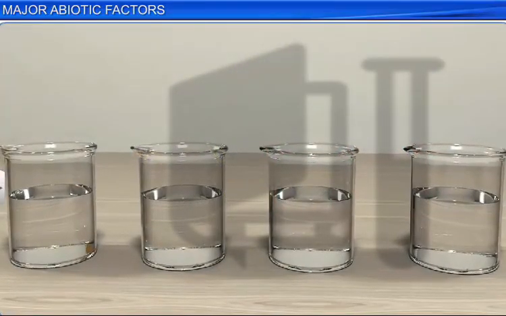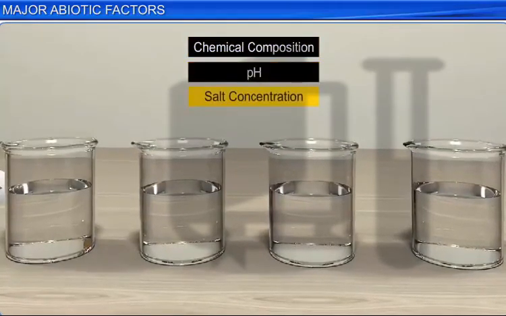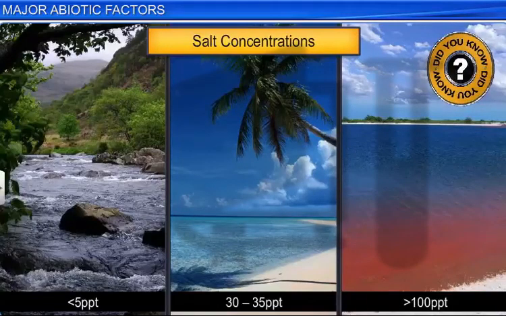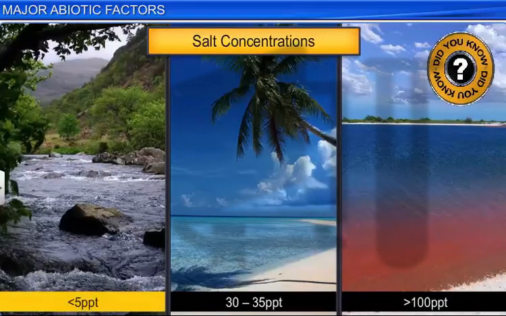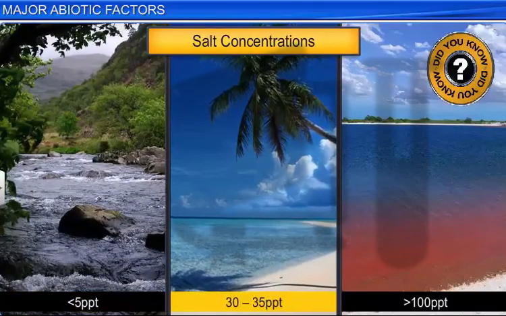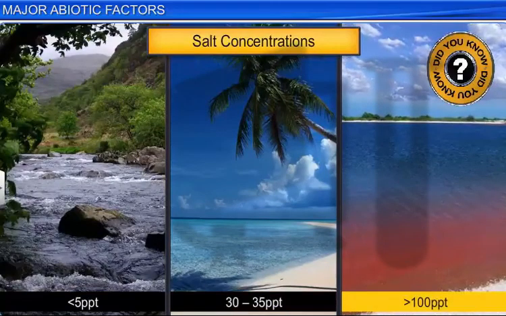Quality of water means the chemical composition, pH, as well as the salt concentration of water. The concentration of salt is measured as salinity in parts per thousand, or ppt, which has a significant influence on the life of aquatic organisms. Did you know that the concentration of salt in inland water is less than 5 ppt? In seawater, it is 30 to 35 ppt, while in hypersaline lagoons, it is more than 100 ppt.